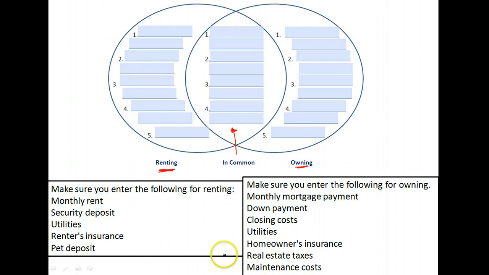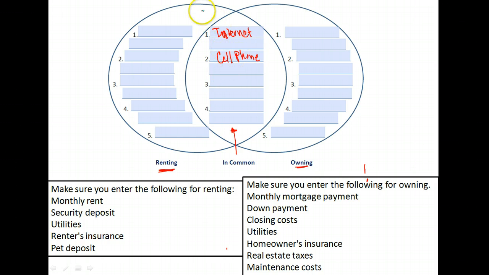What are some things that you might have to pay that renting and owning a home have in common? Now, I don't see any that are on the list, but here are some that were included in some of the questions that you did. The price of internet is not going to change based on whether you rent or own a home. The only time that would change is if the person you're renting from includes the internet in your rent. Another thing that might go here is the price of your cell phone. That's a monthly cost. You would have to pay that whether you're owning or renting.